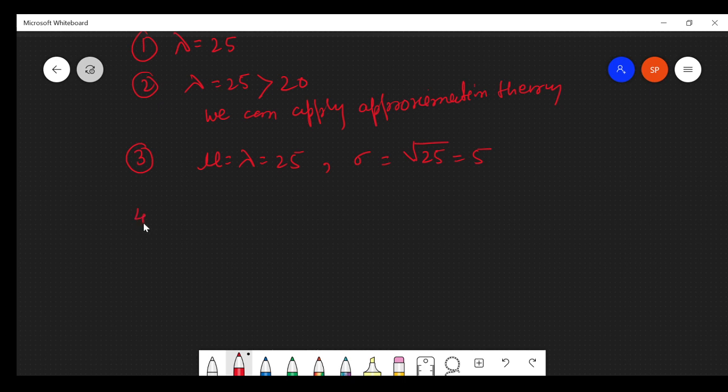Now the fourth step is what? Make the correction for continuity. According to the question, the count is less than, x is less than 27. So in the normal distribution, we write x is less than 26.5 by the correction for continuity.